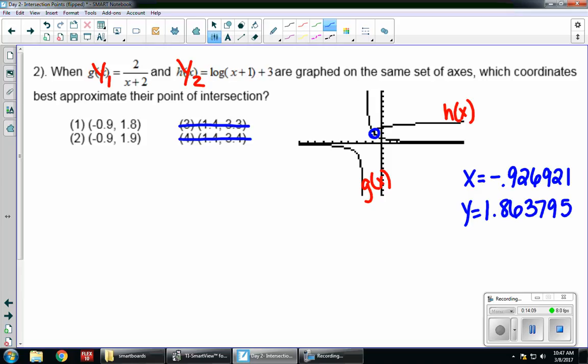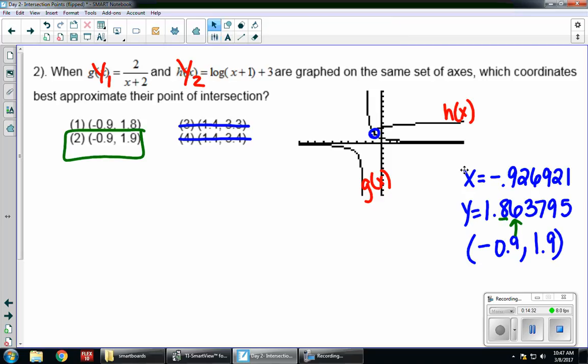And then all of these are rounded to 1 decimal place, or the nearest tenth. So my answer is going to be negative 0.9, comma, 1.9. Because remember, if I'm looking for the first decimal, I go to the next one. That 6 tells me to round up. So our answer is choice 2.